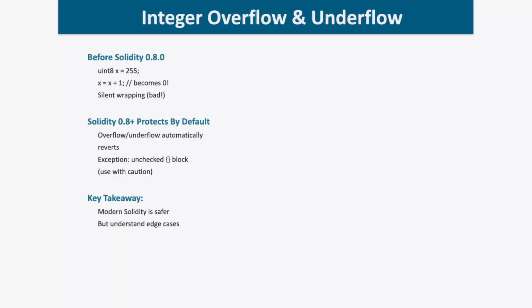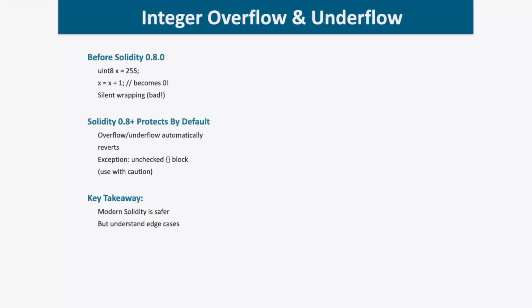Integer overflow and underflow. This one is simpler because modern Solidity protects you, but you need to understand what changed and why. Before 0.8, integers would silently overflow or underflow. That means that if we had a uint8 set to the number 255 and we added 1 to it, it would wrap all the way around back to 0. This is called overflow. Similar for underflow. If we had a uint8 of 0 and we subtracted 1, it will wrap all the way around to 255.